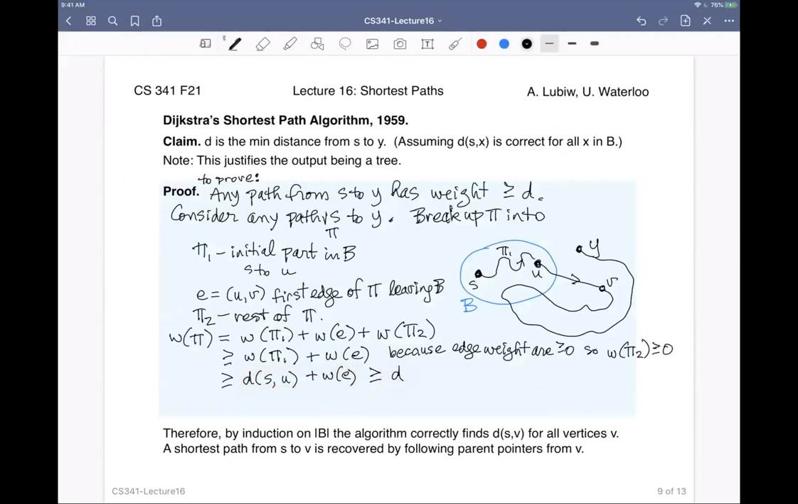Okay, so let me write down the reasons for these steps. So this is because U is in B. So we have the minimum distance, the D value. Let me not mix that up with the other D I'm writing. D of SU is less than or equal to the weight of any path going from S to U. And this step here is because we chose D to be the minimum.